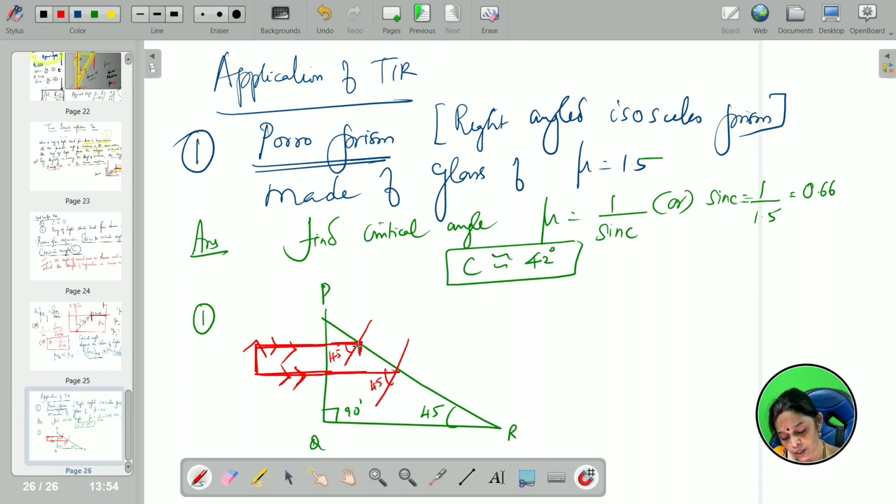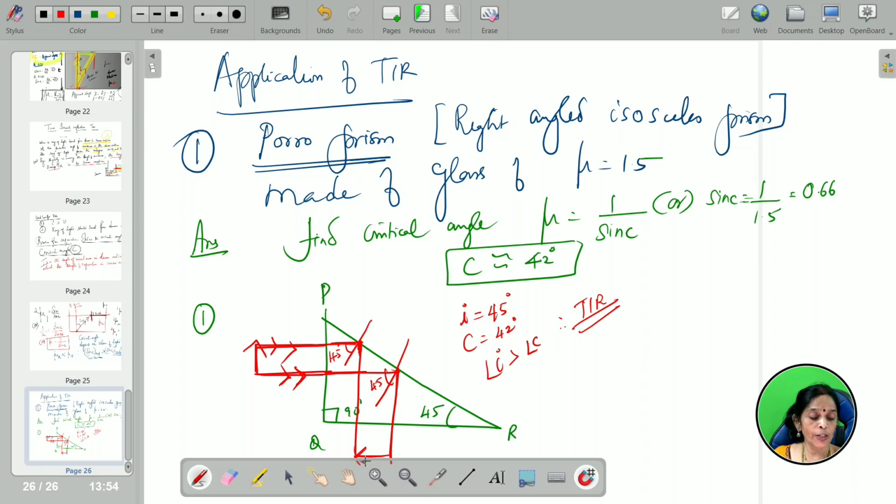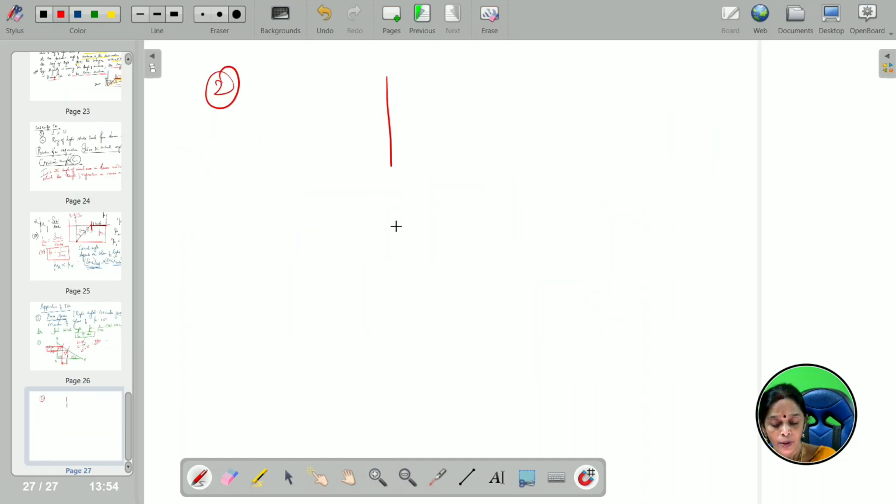After this the ray of light undergoes TIR. How? Because angle I is equal to 45 degree, but angle C is equal to 42 degree. Angle I is greater than C, so therefore TIR takes place. After that, you get an image like that. That's the first diagram.